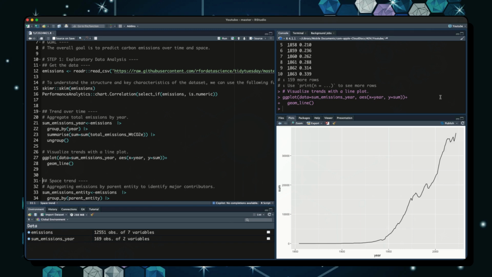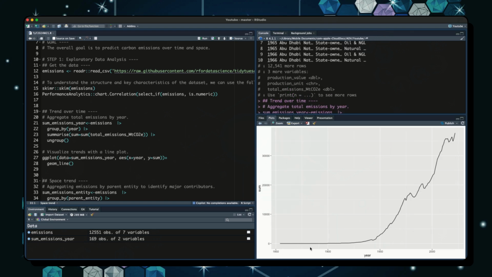The skimr package and the chart correlation give me an idea of the trend that I'm looking for, but the information was not summed by year. So here we are a little bit more precise. Here we can see a clear trend that the total emission gets higher over time. And we make sure to sum our total emission values.